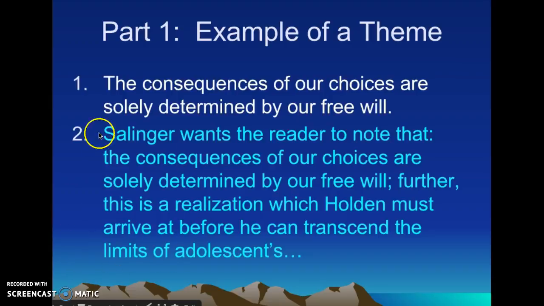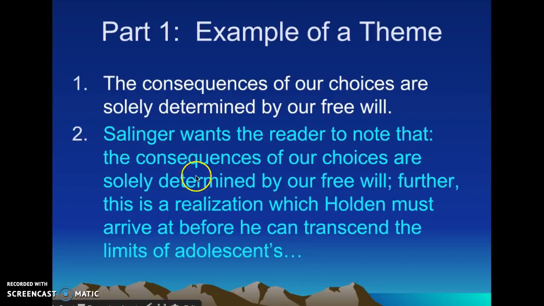So here's an example of a theme that we're going to look at. An example might be, especially for the book The Catcher in the Rye that we've been reading with the grade 10s, the consequences of our choices are solely determined by our free will. This is a strong theme. It's general, that makes it applicable, but it's not a cliche. It doesn't say something that we've heard in every story before, but it's applicable and meaningful to readers, okay? It's that simple.